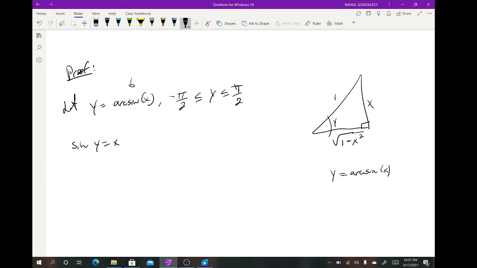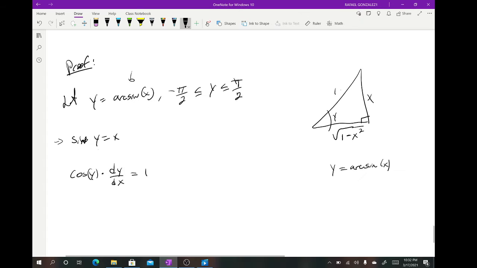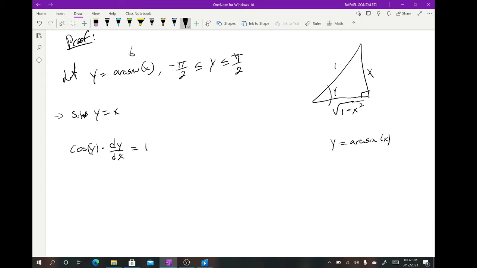And now what we can do is, since we have sine of y equals x, we could take the derivative on both sides implicitly. Remember, whenever you take the derivative of a term involving y, you put either a y prime or a dy dx. So the derivative of sine of y is going to be cosine of y times dy dx equals the derivative of x, which is just 1. Since we're solving for dy dx, you can divide both sides by cosine of y, so you get dy dx is equal to 1 over cosine of y.